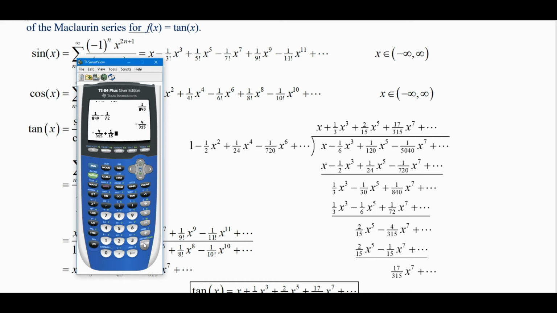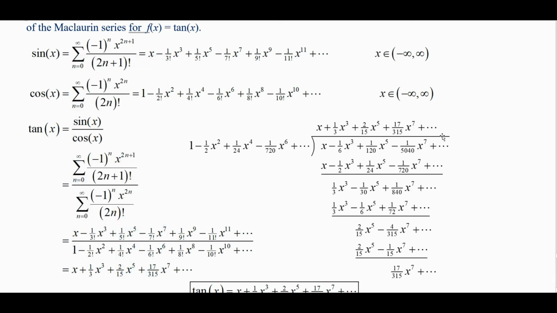And that turns out to be 17 over 315 for that coefficient there. Divide that by 1, you get 17 over 315 x to the seventh, and more stuff. Okay, so we don't really worry about the and more stuff.